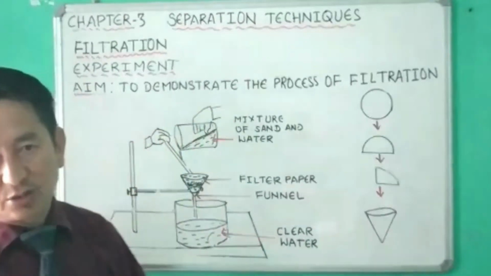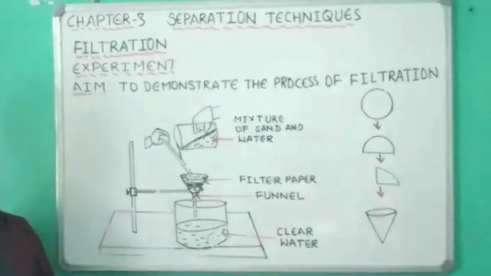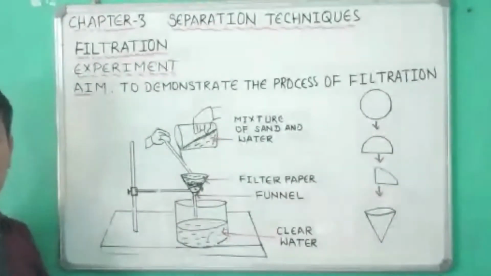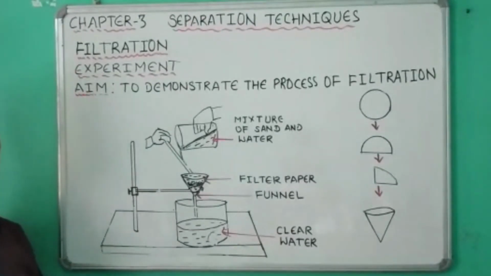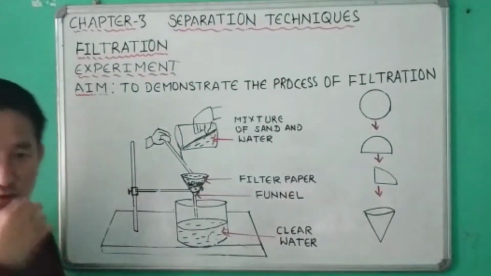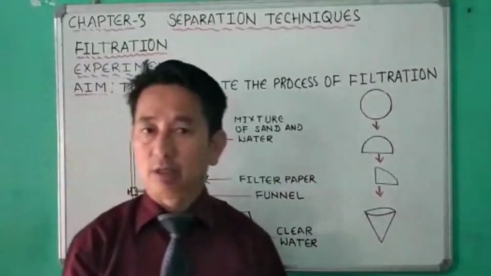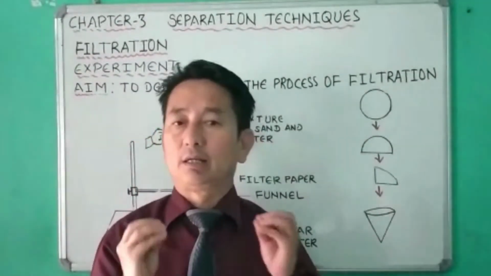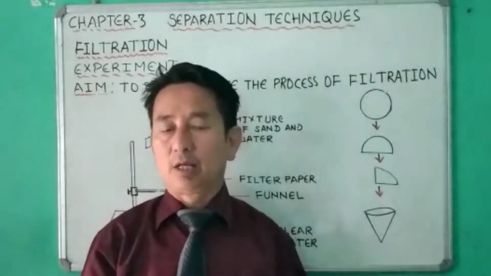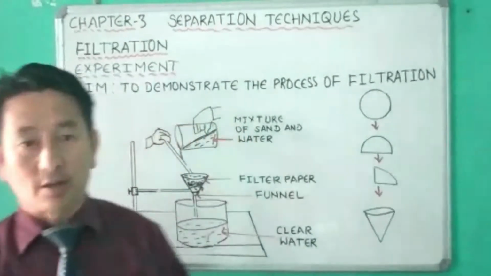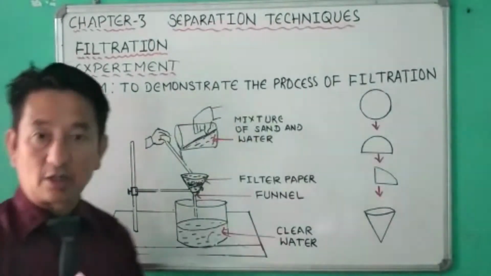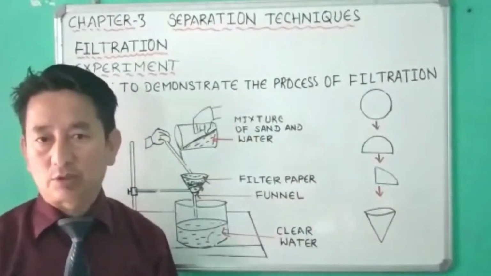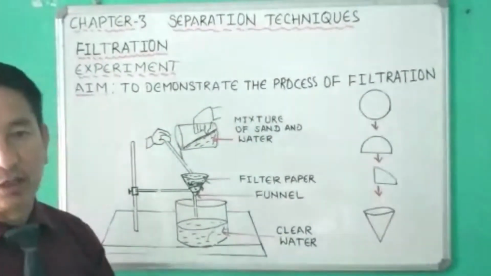During the rainy season, we cover the taps with a muslin cloth in order to remove suspended particles from the water. As you know, during the rainy season, water contains a lot of suspended impurities. The main application of filtration is the purification of water for drinking.